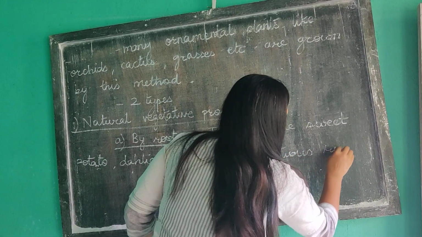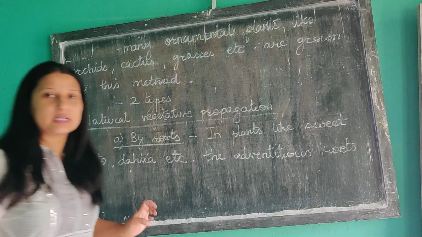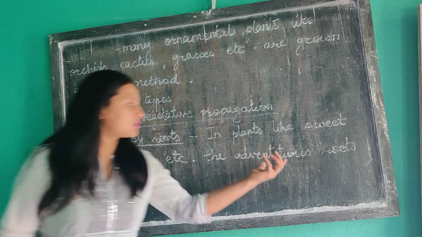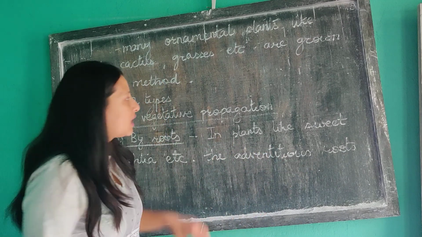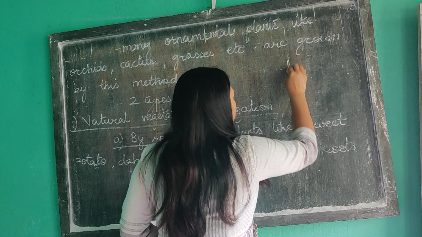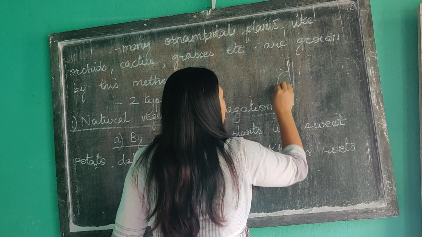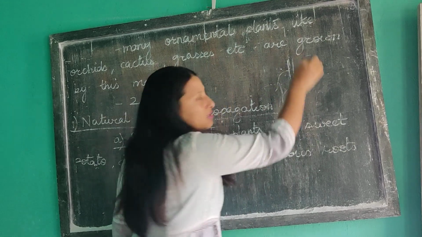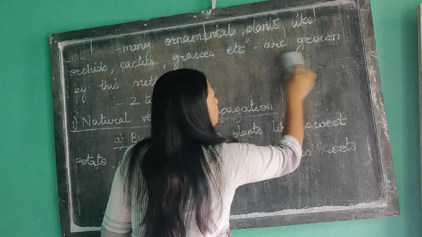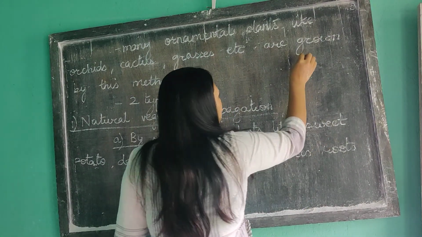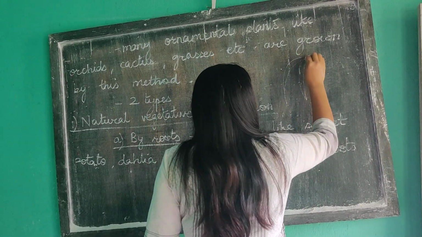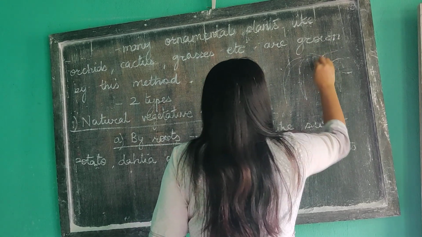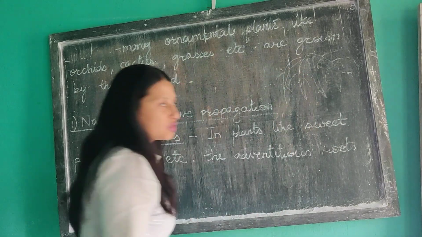The adventitious roots are actually fibrous roots. I think you must know that there are two kinds of roots. First is taproot and the second is fibrous root. Fibrous root is also known as adventitious roots. Taproot is a root in which there is a primary root, and from the primary root branches grow. But in adventitious root, there is no primary root. There are many roots, and from these many roots, branches appear. This type of root is known as fibrous or adventitious roots.